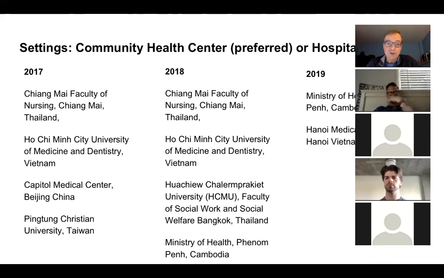These are the settings we've used from 2017 to the present. So Chiang Mai is in Thailand. We use the Faculty of Nursing there. Ho Chi Minh University School of Medicine and Dentistry in Vietnam. We use Capital Medical Center only our first year because after the first year, USAID no longer funded research in China.